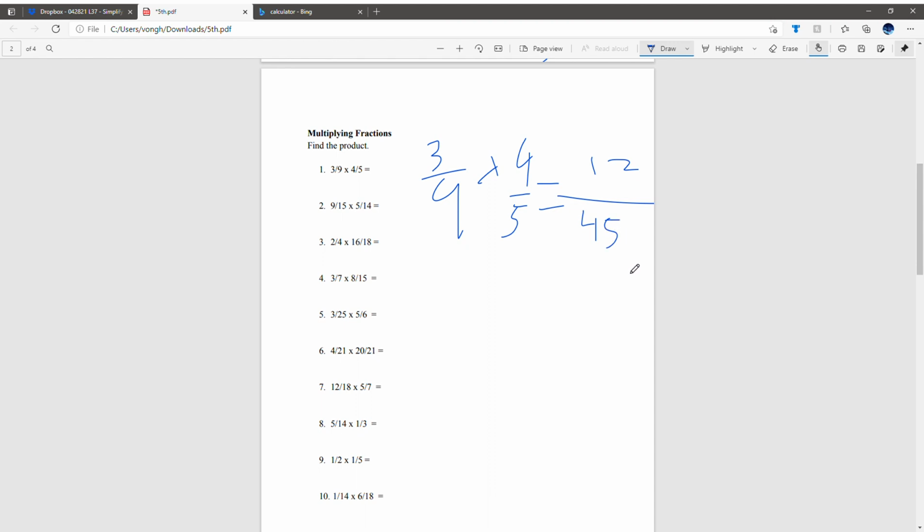And make sure you simplify your fractions, because you got 12 and 45. They do have a common multiple of 3. So if you divide the top and bottom by 3, so 12 divided by 3 is 4, and 45 divided by 3 is 15. So make sure you simplify your fractions.